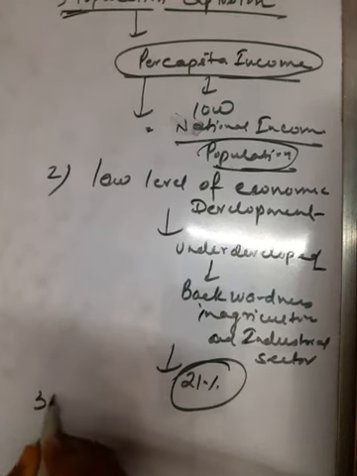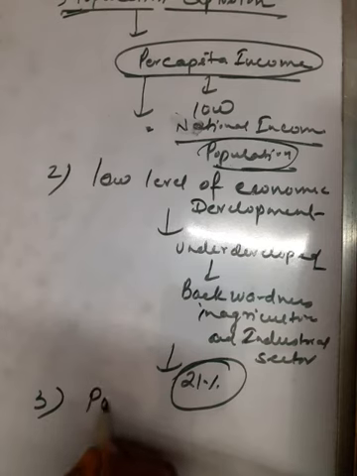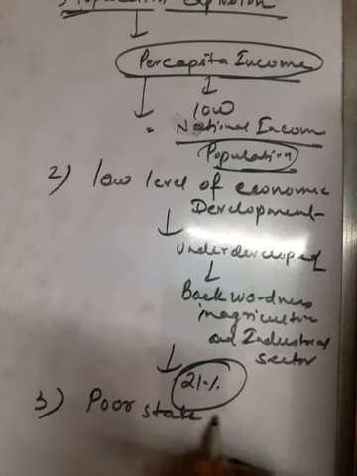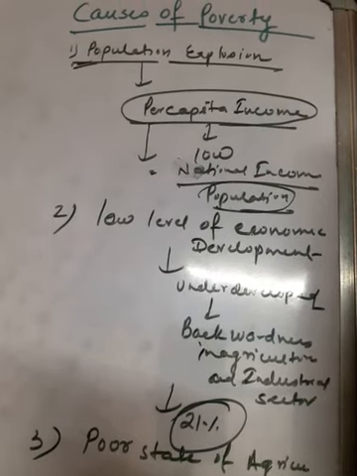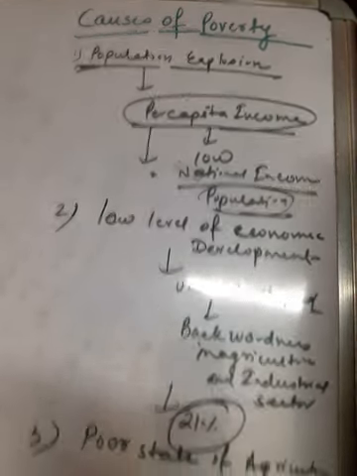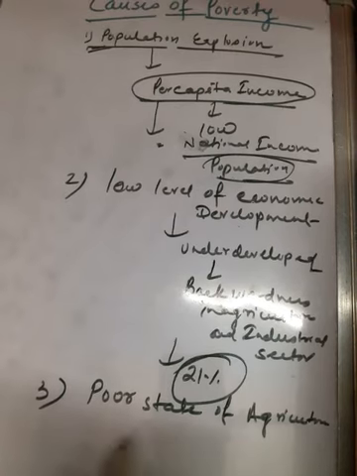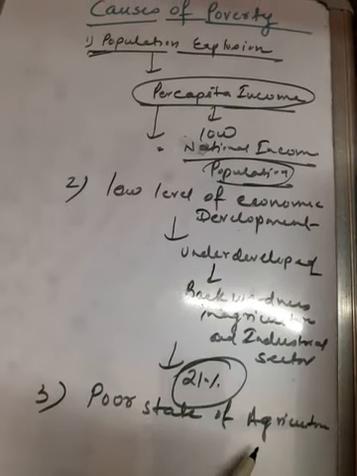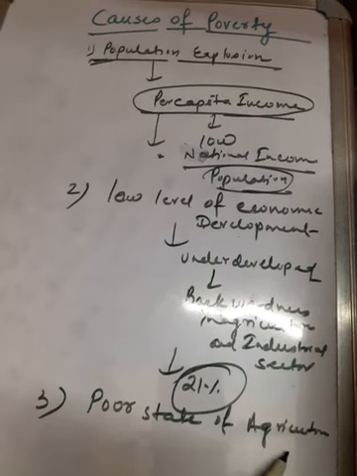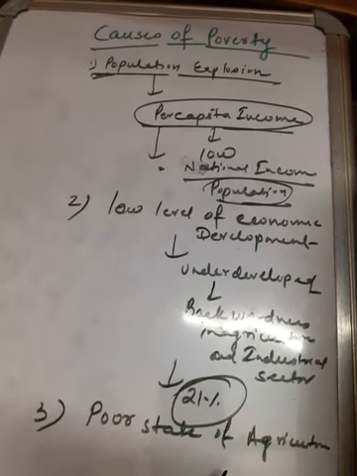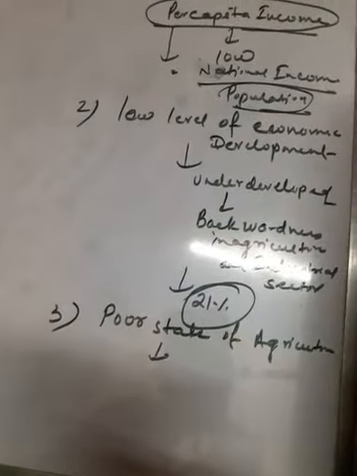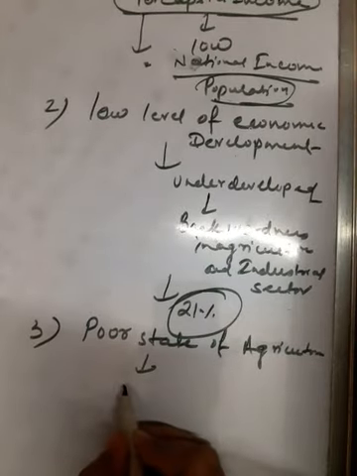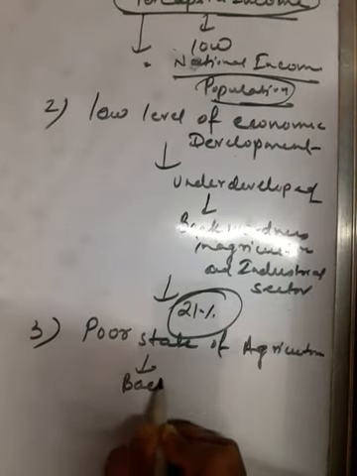Next cause of poverty is the poor state of agriculture. Students, around 60% of the population of India is dependent on agriculture, and agriculture in India has continued to be backward.